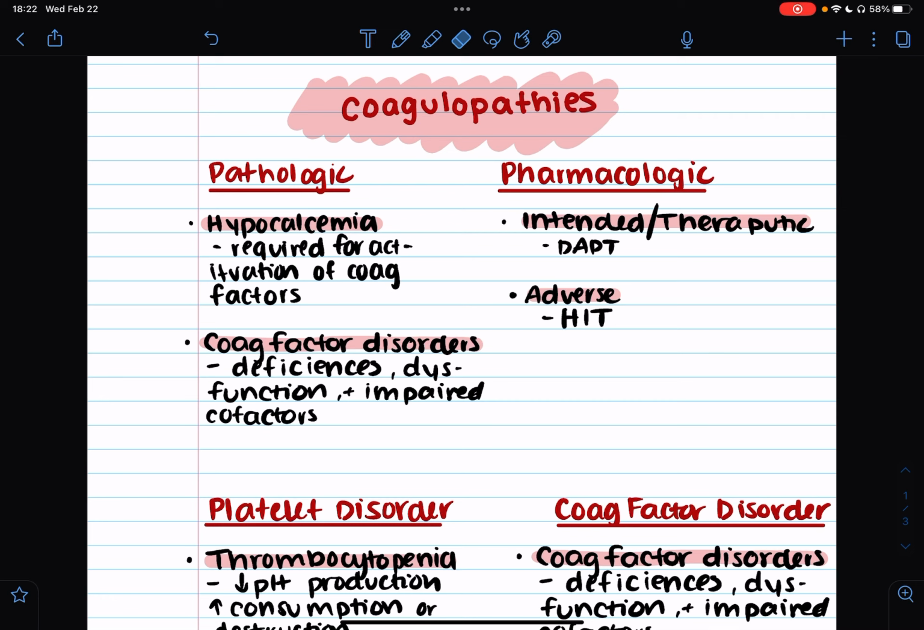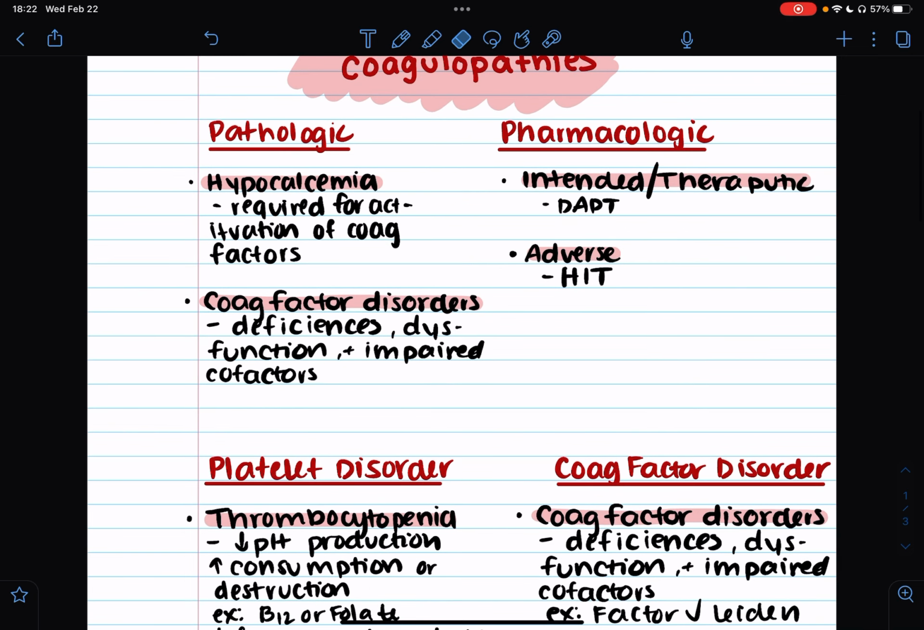So pathologic, an example would be hypocalcemia, because calcium plays a vital role and it is required for activation of coagulation factors, as well as coagulation factor disorders, such as dysfunction, impaired cofactors, and deficiencies. Versus pharmacologic, which is going to be the intended or therapeutic result, like dual antiplatelet therapy, or an adverse result like HIT, or heparin-induced thrombocytopenia.